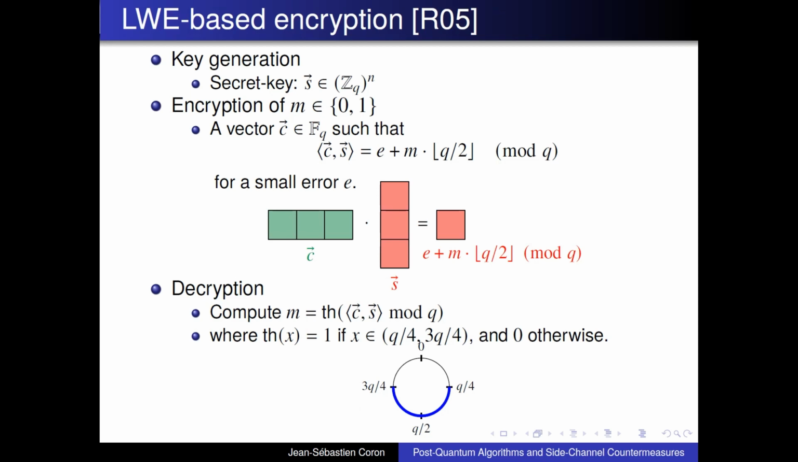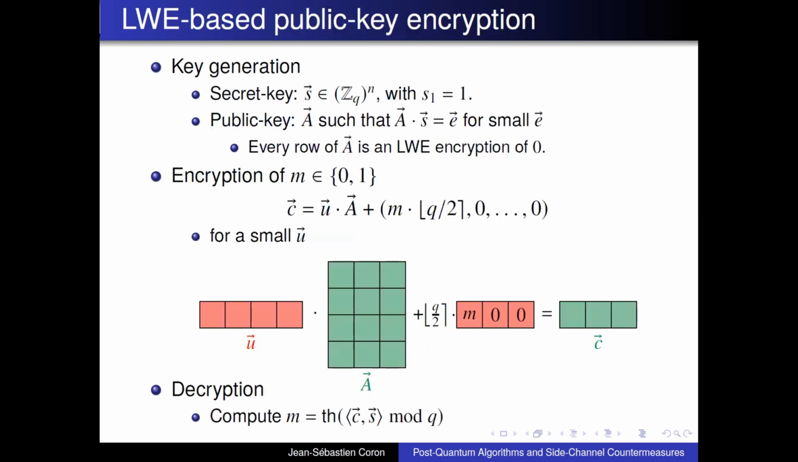So far, I have only described a symmetric key encryption scheme, because to encrypt, we need to know the secret key, but it's easy to turn this into a public key encryption scheme. So for this, what we do is we simply publish a set of encryptions of 0. So we still have the same secret key S, but for simplicity, we assume that the first component of the secret key is 1. So it has n components, but the first component is 1.